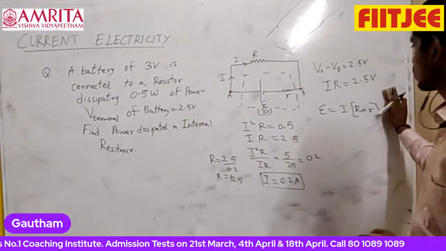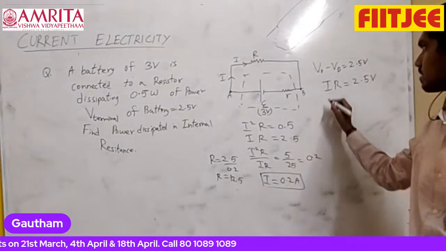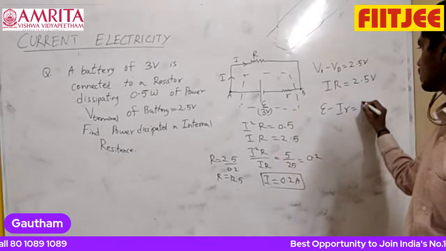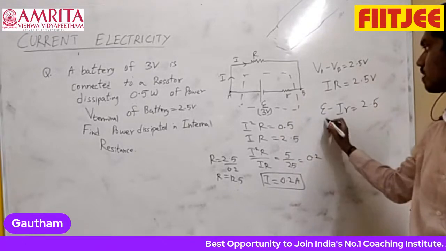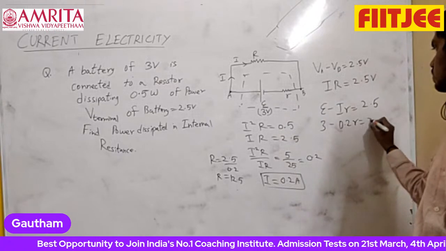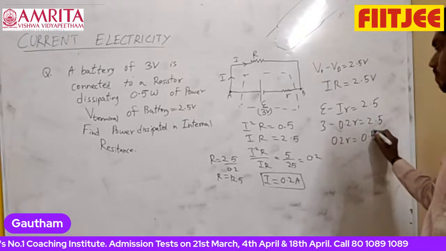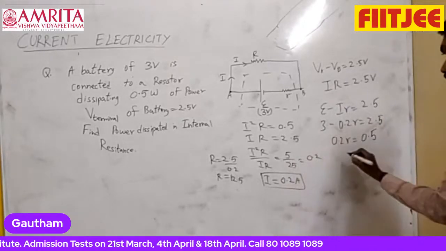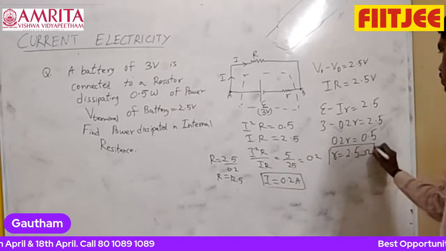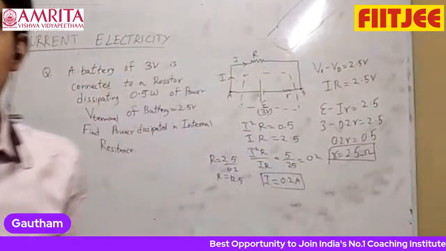But if you say you don't want this, and you just want to directly get the internal resistance, that can also be done. Terminal voltage is nothing but E minus I into small r, which is 2.5. So the EMF is 3 volts, current we got 0.2. So 0.2 r is equal to 0.5, which means r will be equal to 5 by 2 or 2.5 ohms. 2.5 ohms will be the internal resistance of the cell.